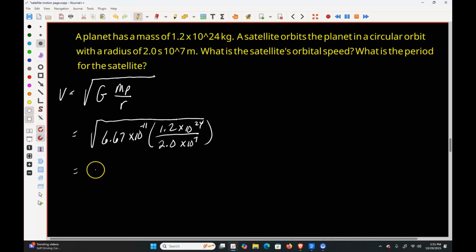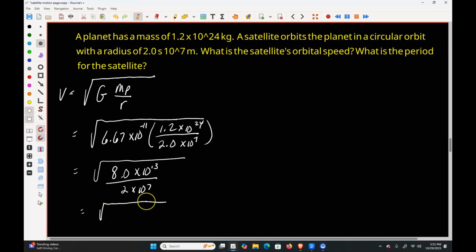This gives me the square root of 8.0 times 10 to the 13th divided by 2 times 10 to the 7th. So that gives me the square root of 4 times 10 to the 6th, which is equal to 2,000 meters per second, or you can say 2 kilometers per second.